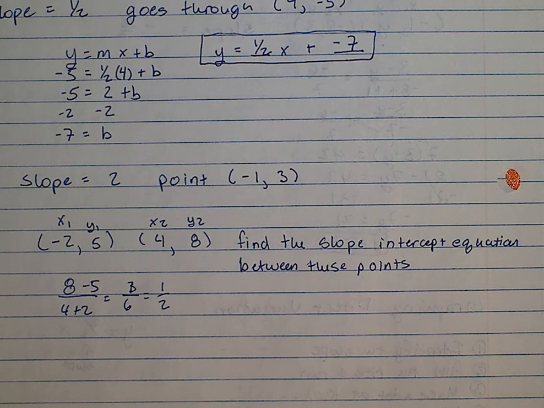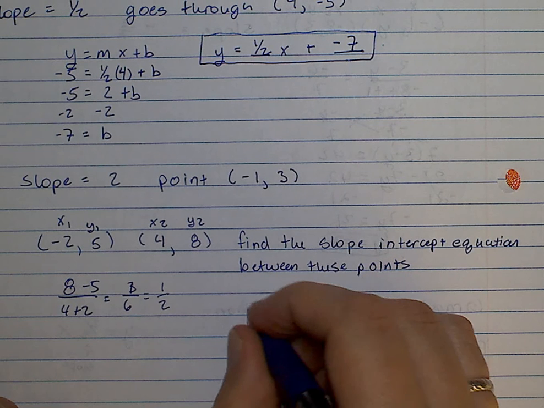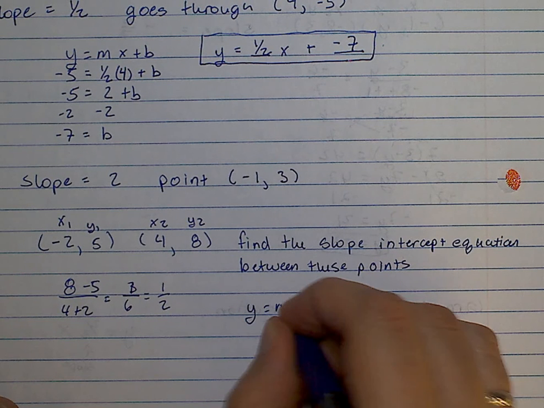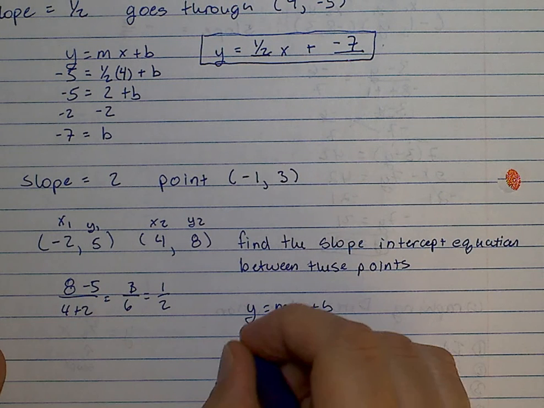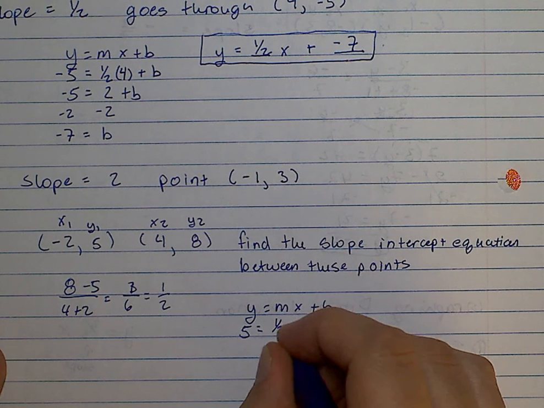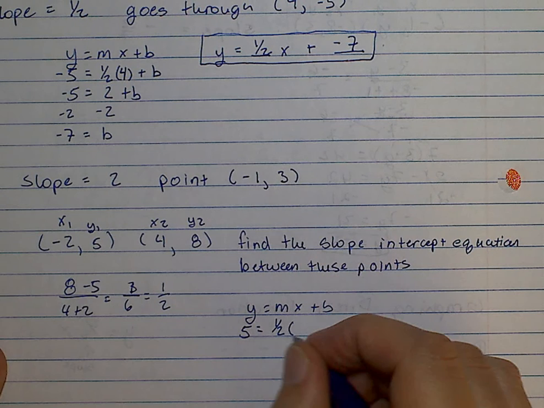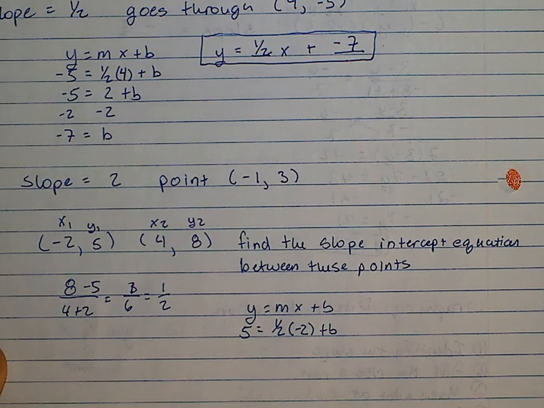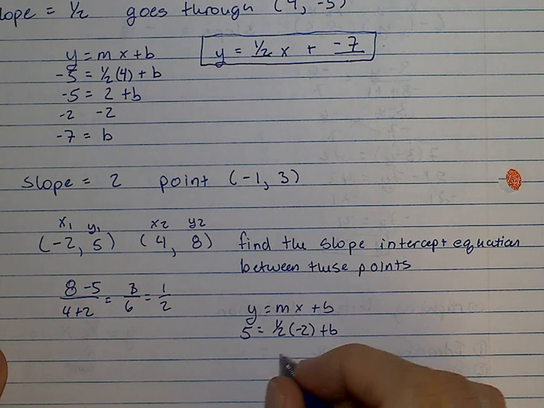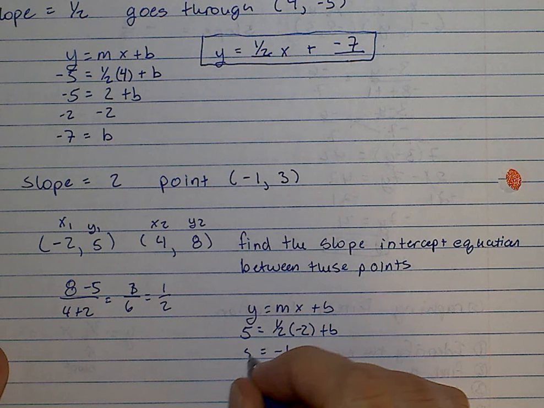You have to make a choice here. Negative 2, 5. Great. So Kyra says negative 2, 5. So we're going to go y equals mx plus b. I'm going to put 5 in for y, 1/2 in for m, and negative 2 in for x, and then plus b. What's half of negative 2, anybody? Negative 1. 5 is negative 1 plus b.